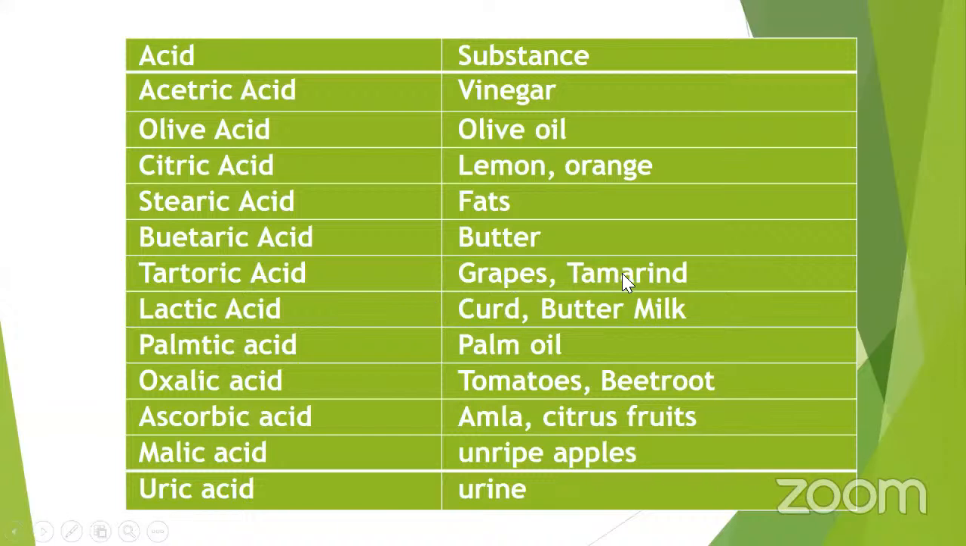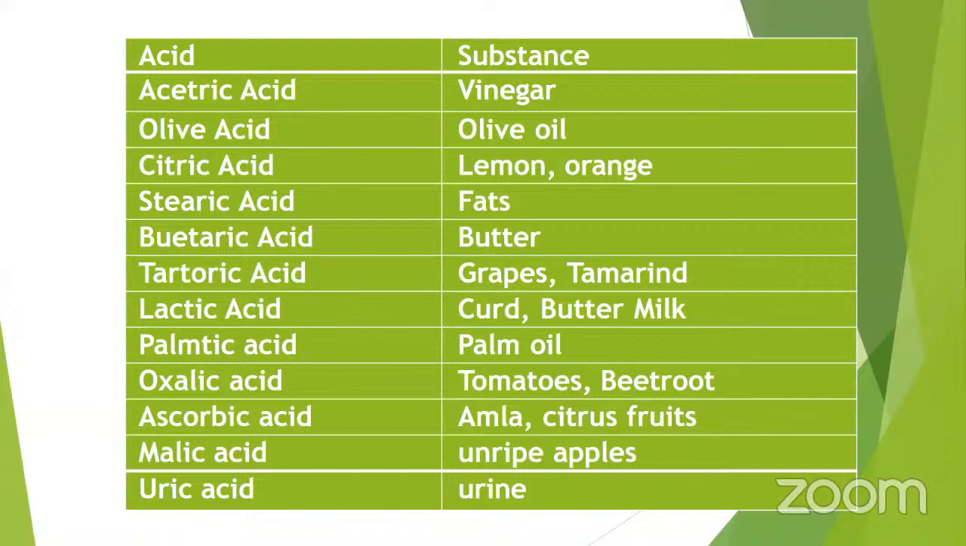Grapes, tamarind lo tartaric acid untundi. Tartaric acid. Curd and buttermilk, we have lactic acid. See, the food items which we eat every day, most of the times we take, all are in one way or the other acids. Here, the fruits or milk or vegetables, what we take, which are sour in taste, fat, oils, all these come under acids. If you are eating acid oil, you are consuming acid.